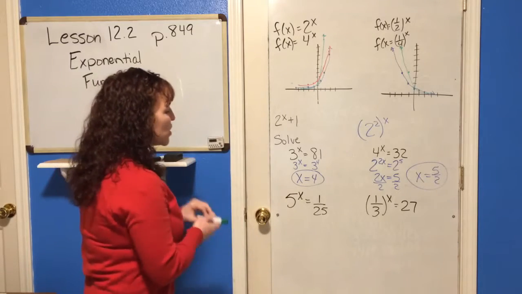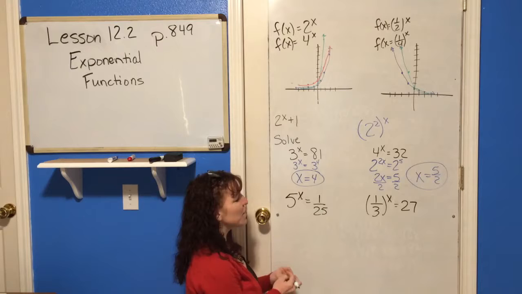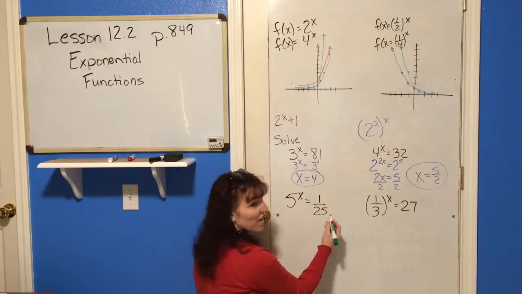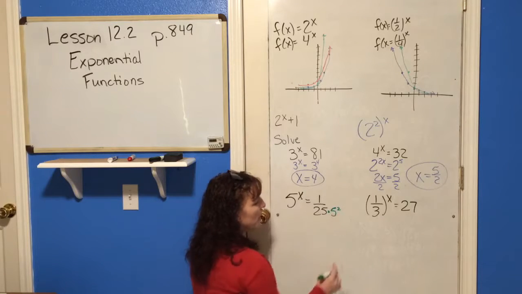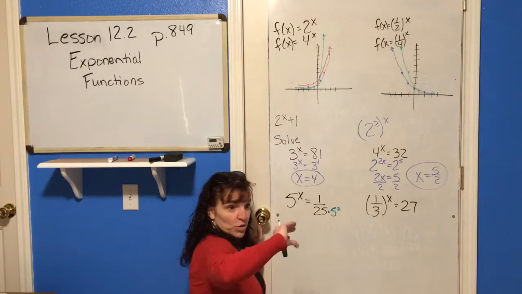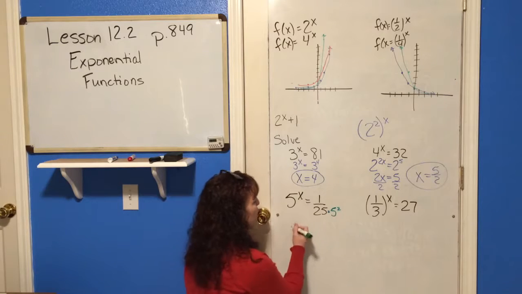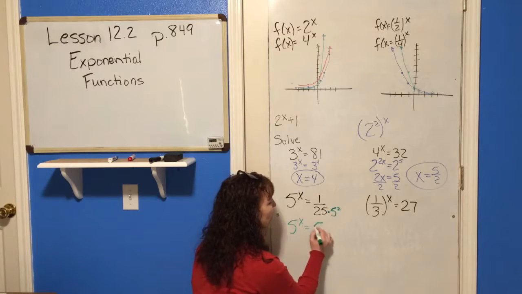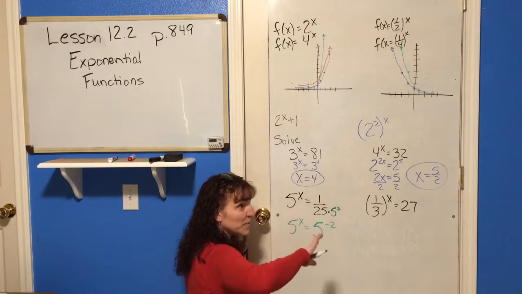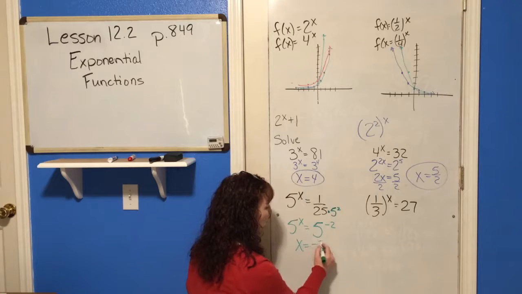Here we go. So what if we have 5 to the x power, and that's equal to 1 over 25? Well, how can I make 1 over 25 have a 5 as a base? Well, you know that 25 is 5 squared, right? So that equals 5 squared, but it's in the denominator. Do you remember that in order to flip that fraction, all you do is make the exponent negative? So 5 to the x power is going to equal 5 to the negative 2 power. All right? Because the negative power flips the fraction. So now x equals negative 2.